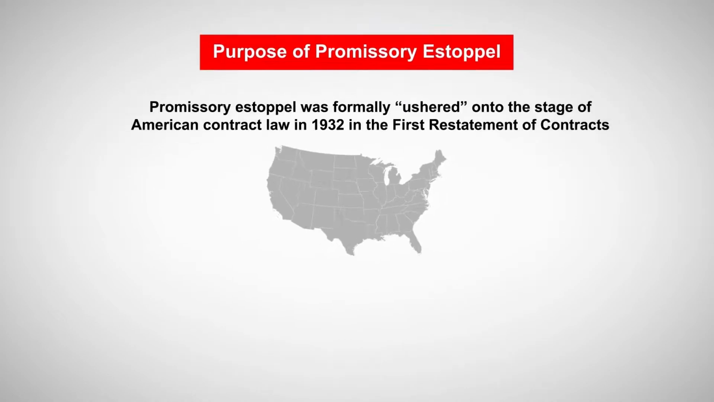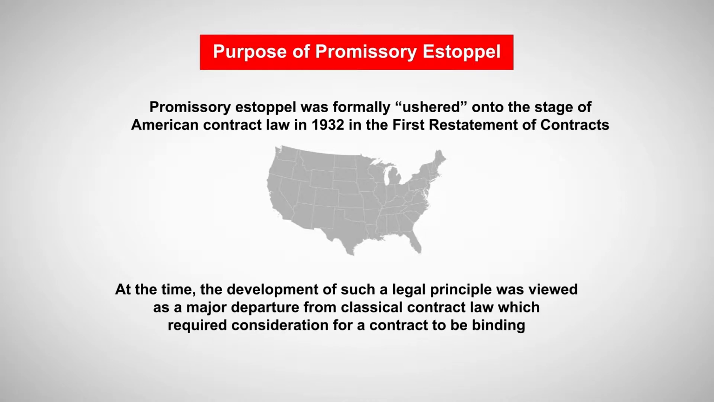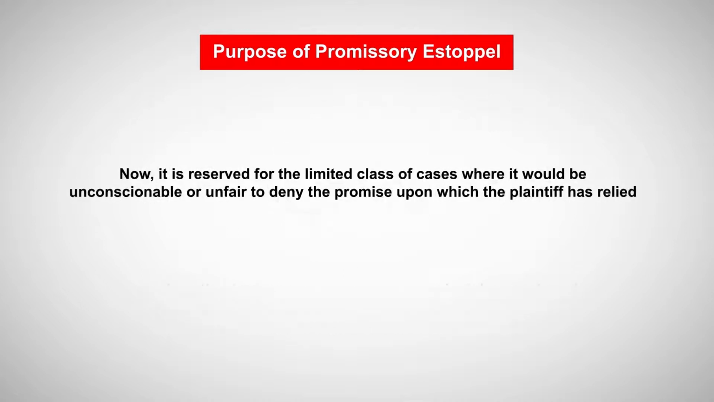Promissory estoppel was formally ushered onto the stage of American contract law in 1932 in the first restatement of contracts. At the time, the development of such a legal principle was viewed as a major departure from classical contract law, which required consideration for a contract to be binding. Now, it's reserved for the limited class of cases where it would be unconscionable or unfair to deny the promise upon which the plaintiff has relied.